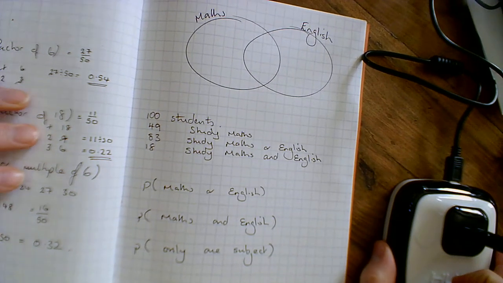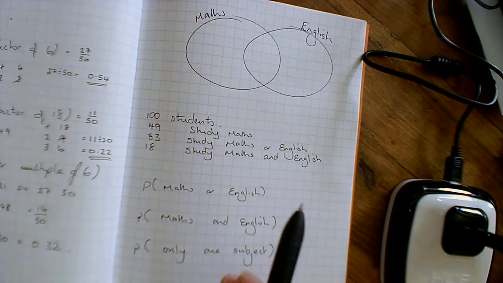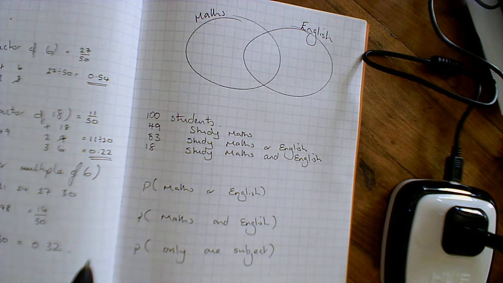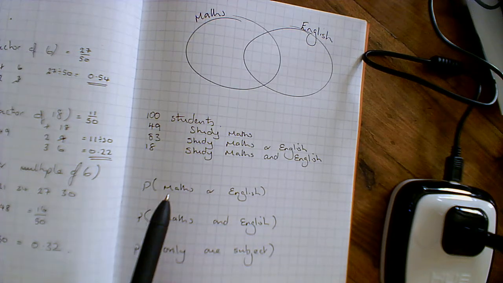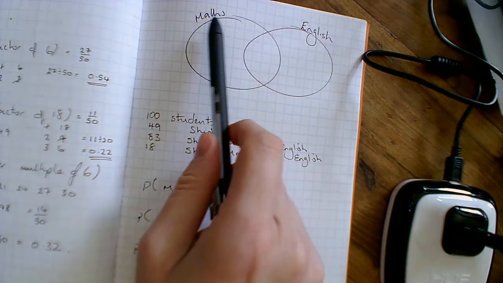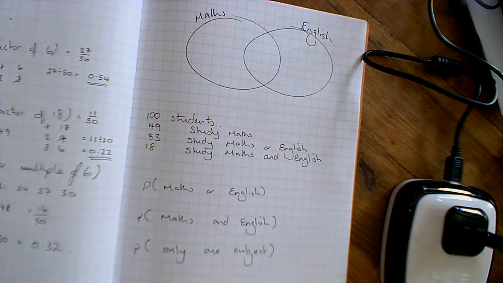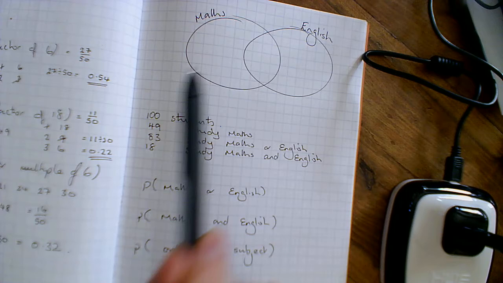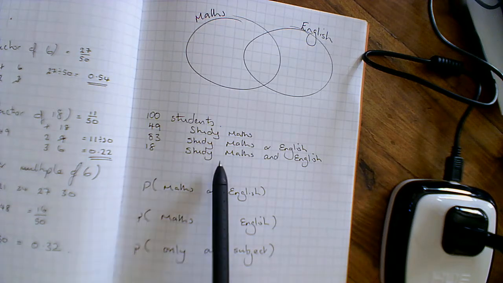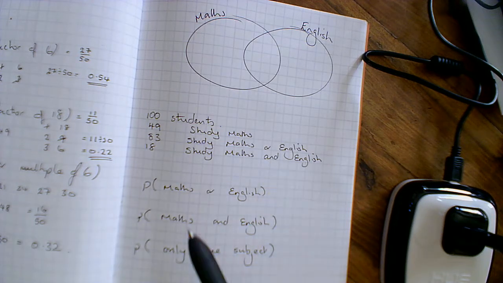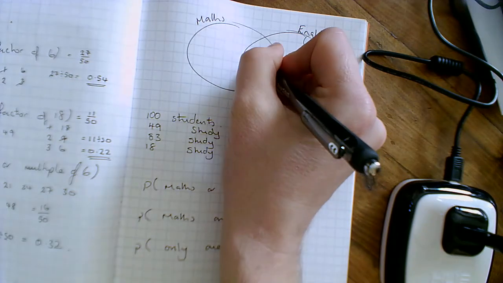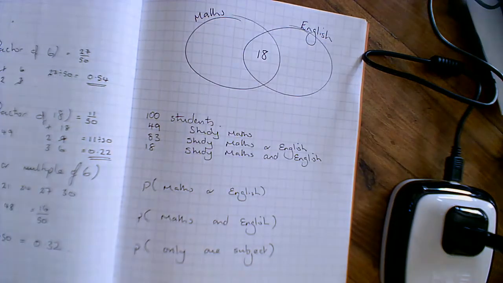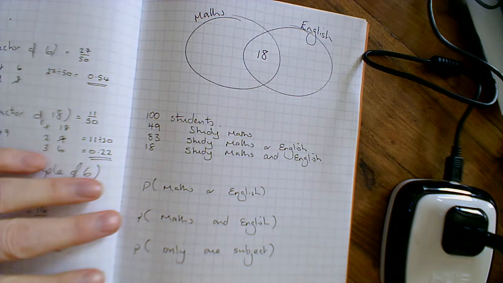Right, next one. We've got to set up this Venn diagram. So I've got a Venn diagram at the top there. I've got 100 students. I've got 49 students who study maths. Now I can't put the 49 in because I don't know if they study English as well. There's 83 students who study maths or English, but again they could be in both. And there's 18 who study maths and English. Now 'and English' means the 18 has to be here. So that's always the centre one to fill in first.